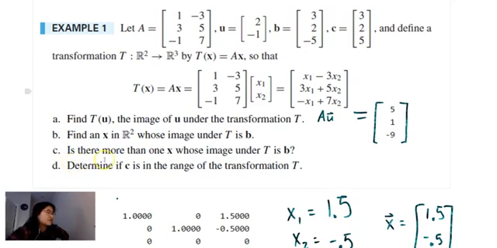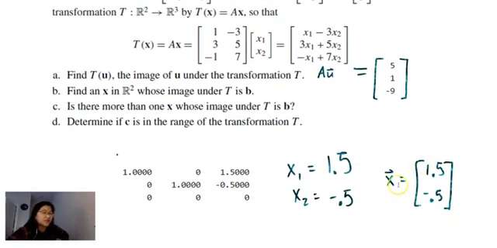So the question is, is there more than one x whose image under T is b? And so from here, we can see this is a unique solution. So we don't have infinitely many solutions because we don't have a free variable. So we have only one x. It's unique.